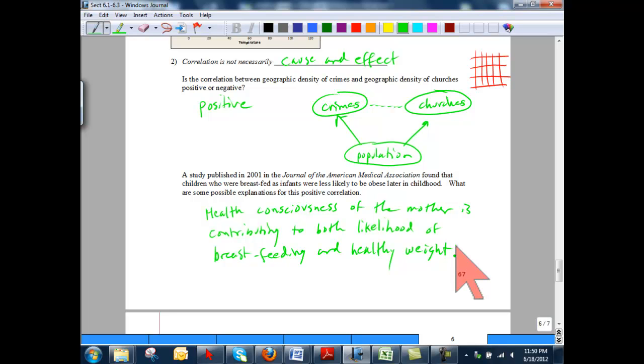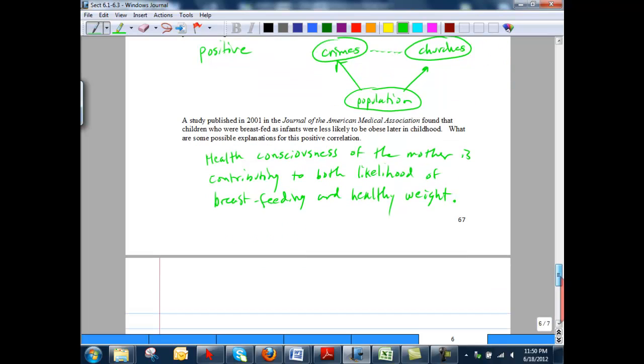So it is possible that breast milk may physically have something that contributes to lower body weight later in childhood. More likely explanation is the attitude and decisions made by the mother. Again, correlation then is not necessarily cause and effect.